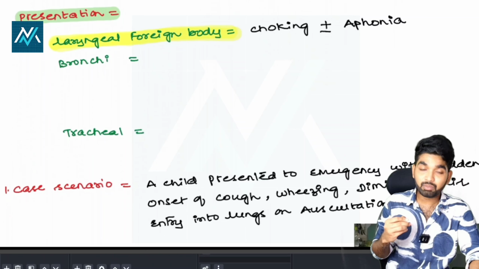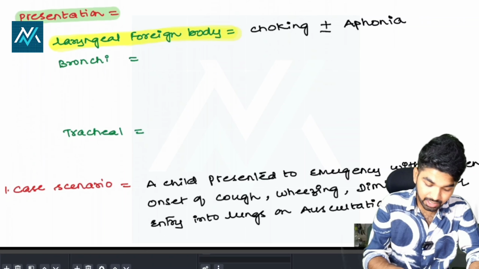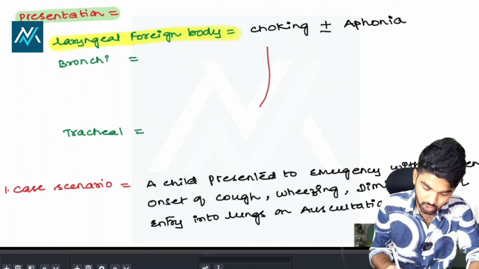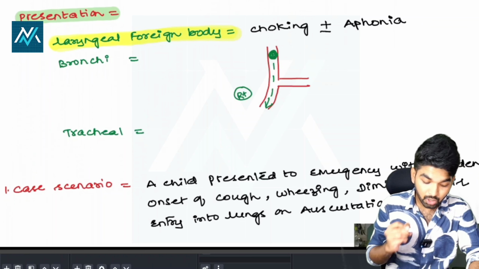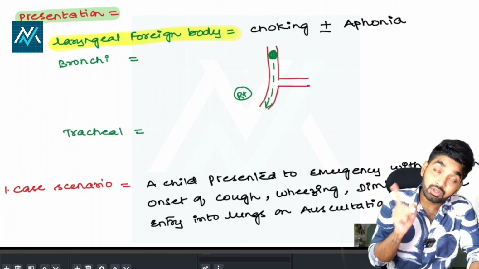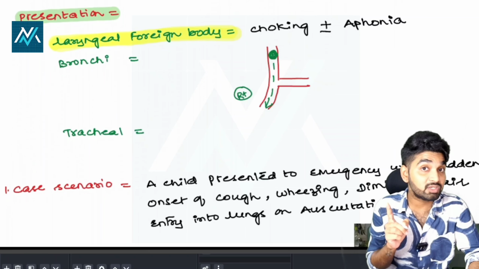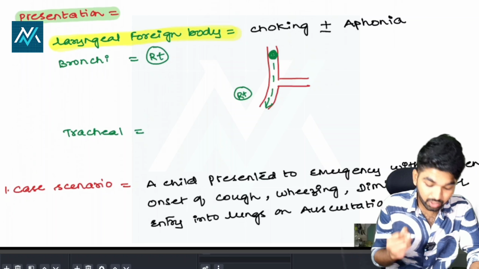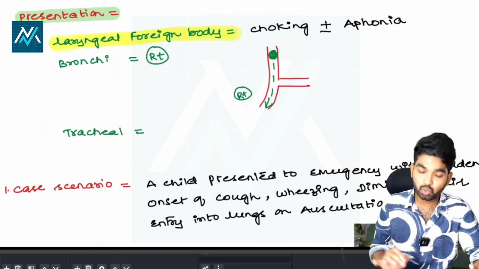And now coming to the bronchi. I'll come to the trachea later. Now see about the bronchi. I already told you, the right bronchus is just the continuation of the trachea, whereas the left bronchus will be present at an angle. So the foreign body which is entering the trachea will now directly go into the right bronchus. Tomorrow if the examiner asks you whether the right bronchus or left bronchus foreign body is more common, it is the right bronchus. Why? It is related to anatomy, that anatomy I told you just now.